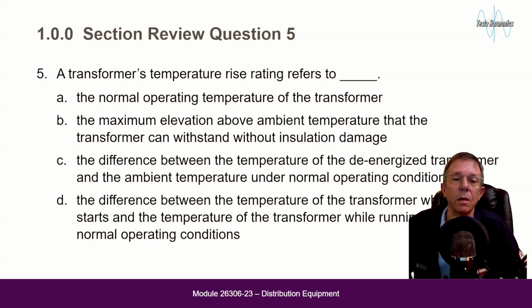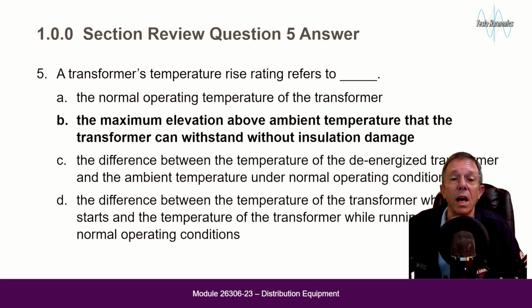A transformer's temperature rise rating refers to the normal operating temperature of the transformer, the maximum elevation above ambient temperature that the transformer can withstand without insulation damage, the difference between the temperature of the de-energized transformer and the ambient temperature under normal operating conditions, or the difference between the temperature of the transformer when it starts and the temperature of the transformer while running under normal conditions. That's going to be B, the maximum elevation above ambient temperature that the transformer can withstand without insulation damage.